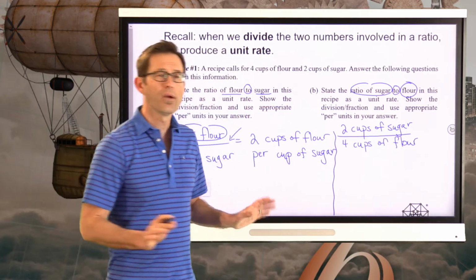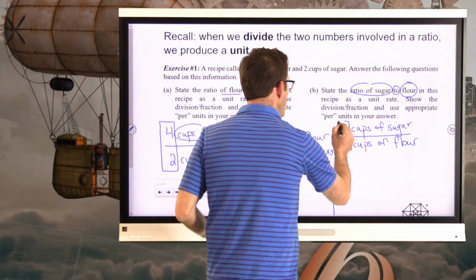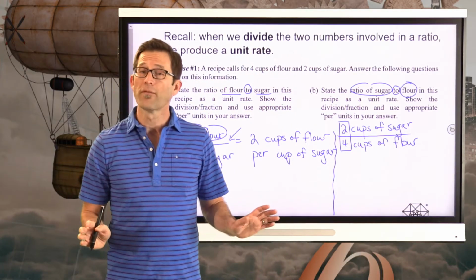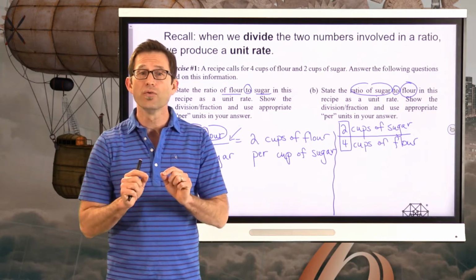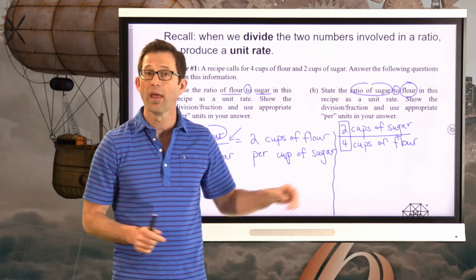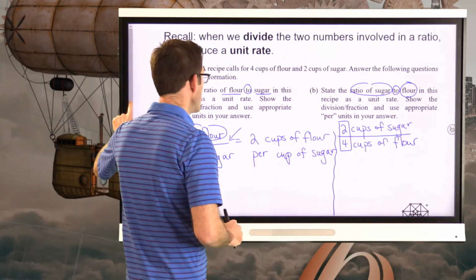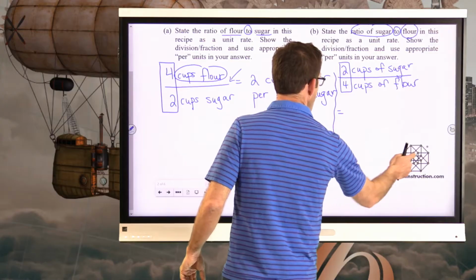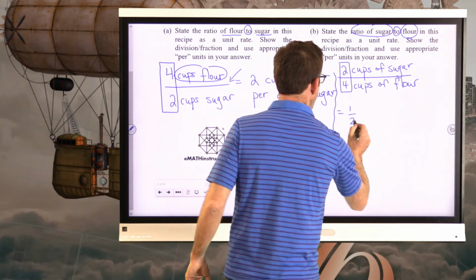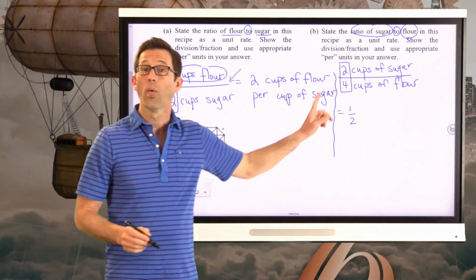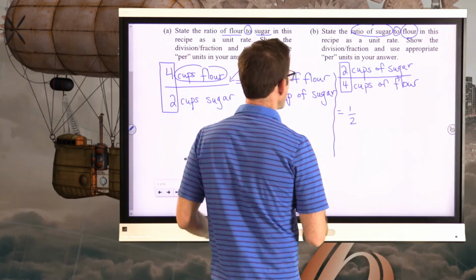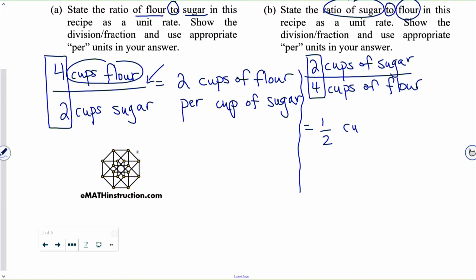Now, again, here it's a little bit trickier because you're looking at this, which is truly 2 divided by 4. But we can also think about it as the fraction 2/4, in which case we want to just reduce it. And of course, 2/4 reduces down to the very simple fraction 1/2. Now, 1/2 what? 1/2 cup of sugar. We don't really want to say 1/2 cups of sugar, although I suppose we could. 1/2 cup of sugar per cup of flour, right?